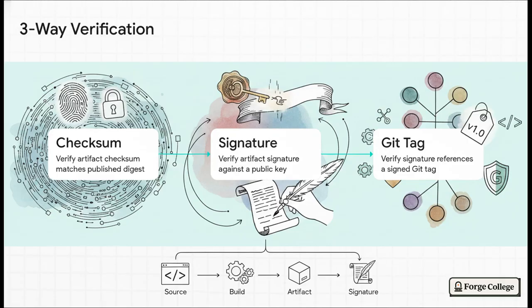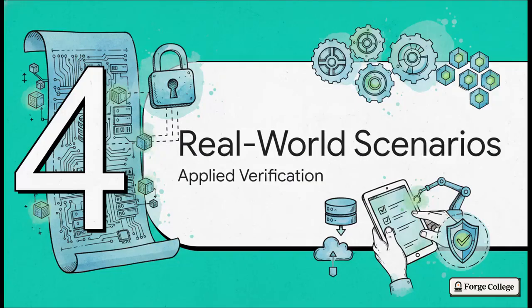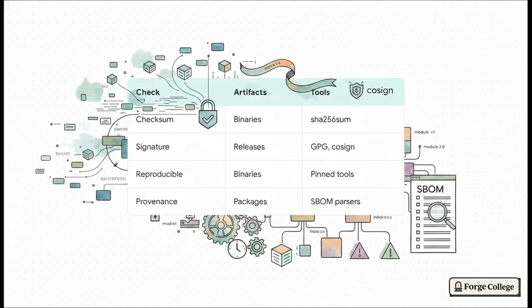Source leads to build, build leads to artifact, artifact leads to signature. Section 4, real-world scenarios. Let's see how this applied verification actually works in practice. Let's step away from the abstract theory for a second and look at your actual toolkit.